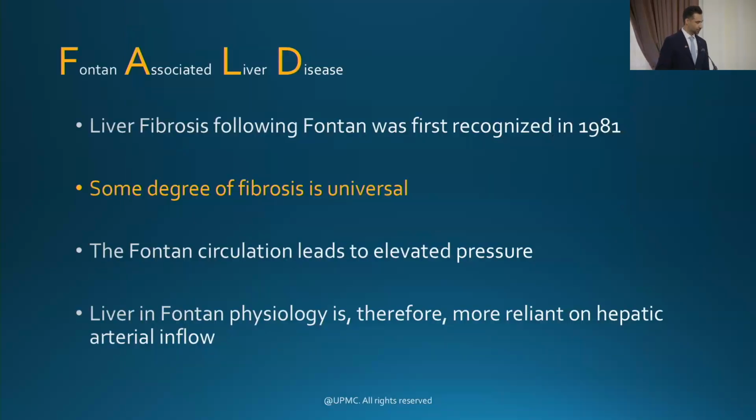So liver fibrosis following Fontan was first recognized in 1981. Some degree of fibrosis is universal within the first few years. The Fontan circulation leads to elevated pressure within the hepatic veins and sinusoids, which leads to continuous and non-pulsatile passive congestion. In turn, this compromises portal venous inflow. The liver in Fontan physiology is therefore more reliant on hepatic arterial inflow and susceptible to changes in arterial circulation.